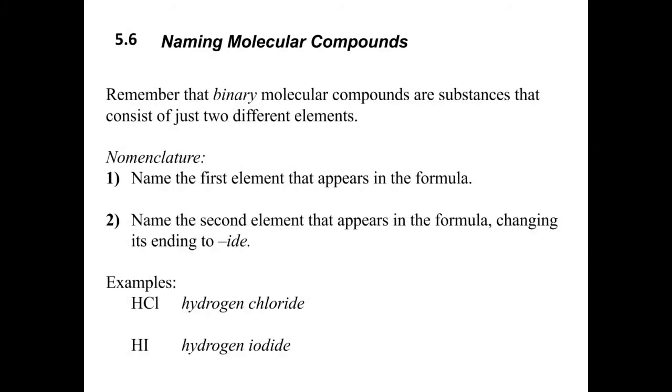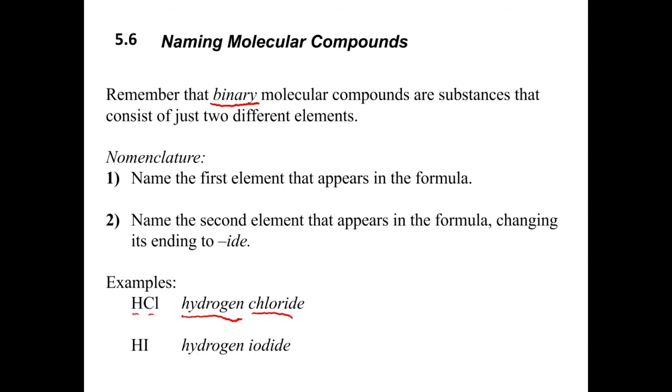So this is similar to ionic compounds. But this is only done in a very specific circumstance. This is only done with binary molecular compounds, meaning we just have two elements. Outside of binary molecular compounds, we're going to name them a different way. But here we have hydrogen chloride, so we have HCl. Hydrogen is the name of our cation, so the first element. Then chlorine, change the ending to IDE.